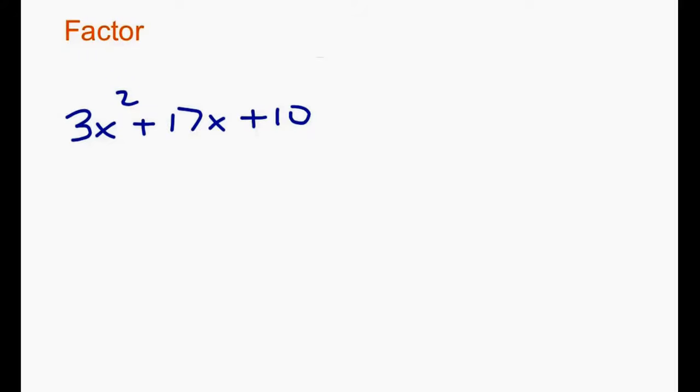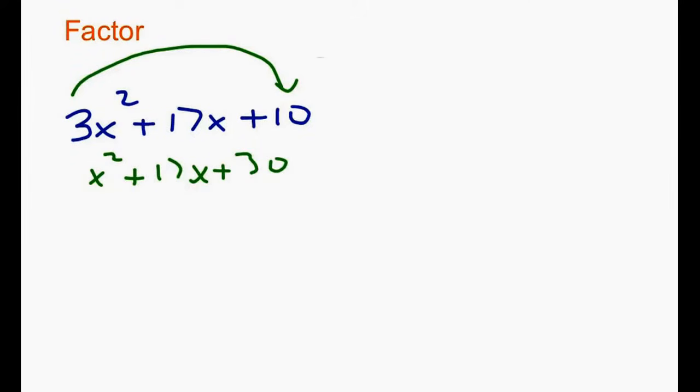Alright, so we want to factor 3x squared plus 17x plus 10. So our first step, we take this 3 and we multiply it by 10. So now the 3 is not there, so we have x squared plus 17x plus the 3 times 10 is 30. Right, next is we factor the trinomial.